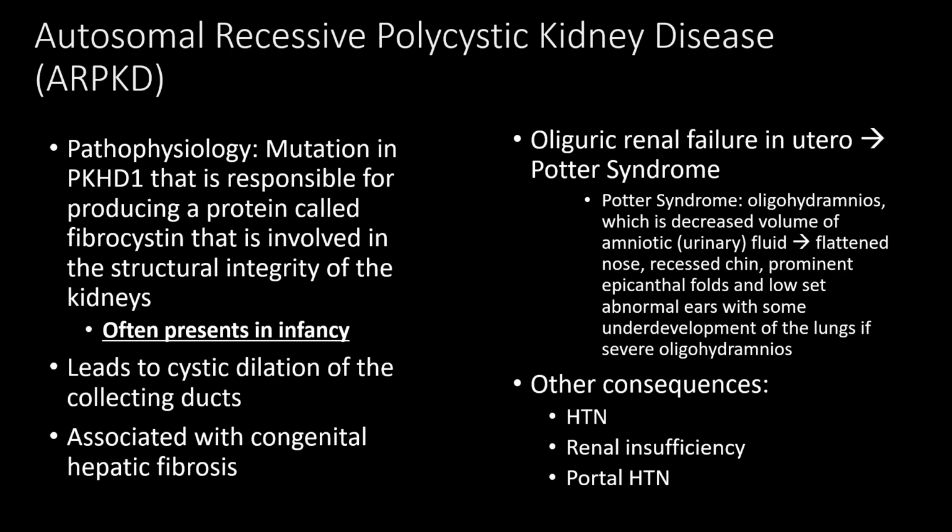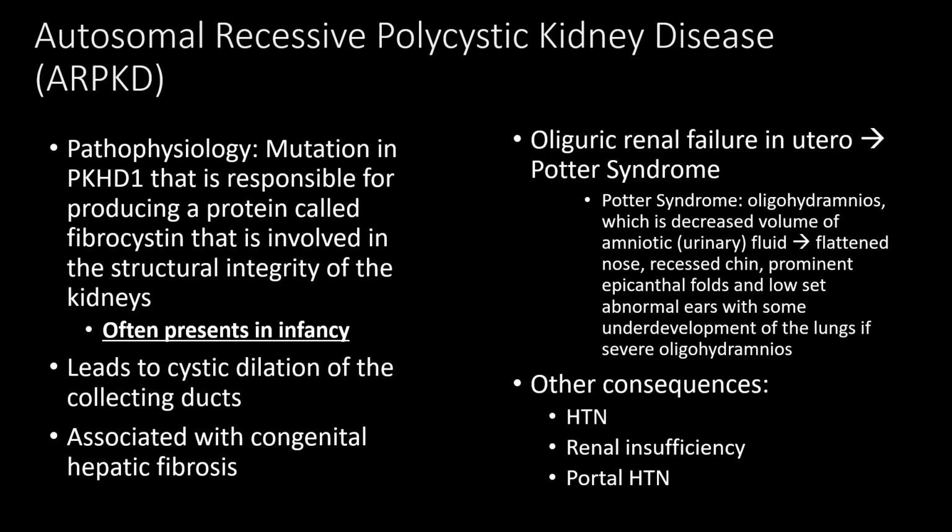Autosomal recessive polycystic kidney disease is similar, but is seen early on during infancy in patients secondary to a mutation in PKHD1, which is responsible for producing a protein called fibrocystin that's usually involved in the structural integrity of the kidneys. This again leads to a cystic dilation of the collecting ducts instead of those multiple cysts that we're seeing within the medulla and cortex in ADPKD.